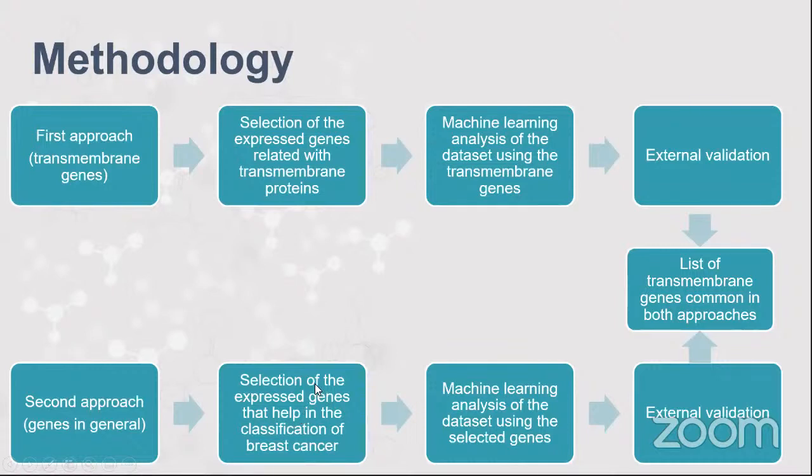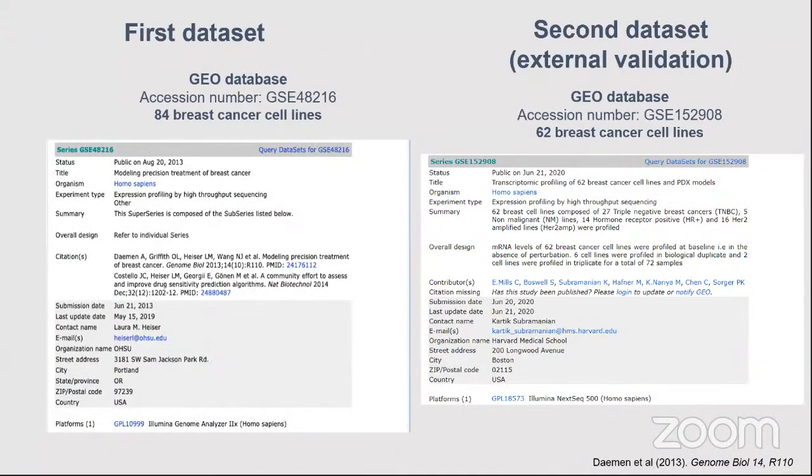And for the second approach, the idea is to select genes that are useful for the classification of breast cancer, but that are not necessarily transmembrane genes, and then perform the same type of machine learning analysis and validation in order to get, at the end, a list of transmembrane genes that are common with both approaches and which could be analyzed as candidates for diagnosis.